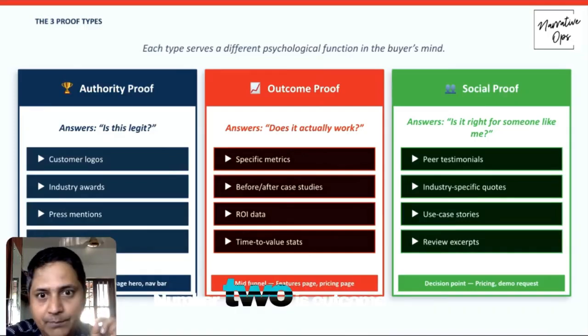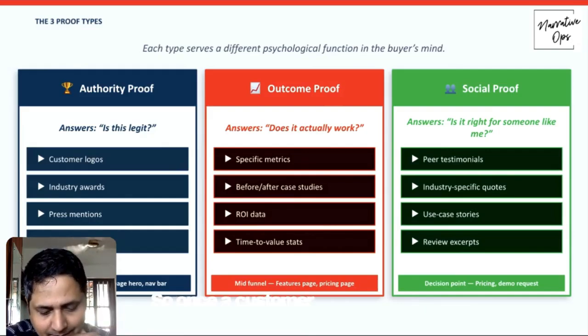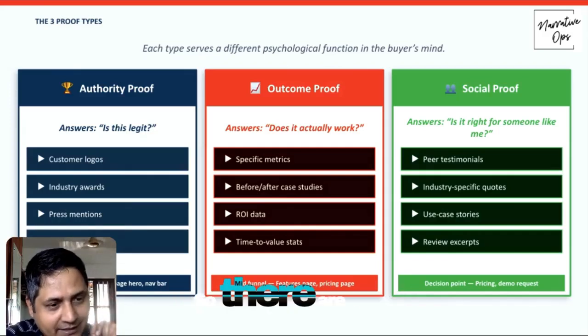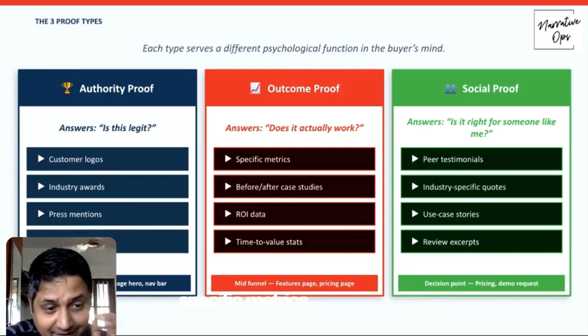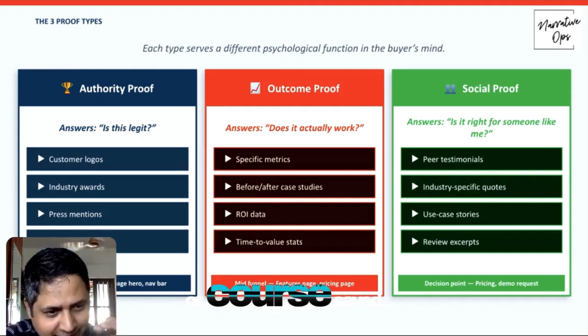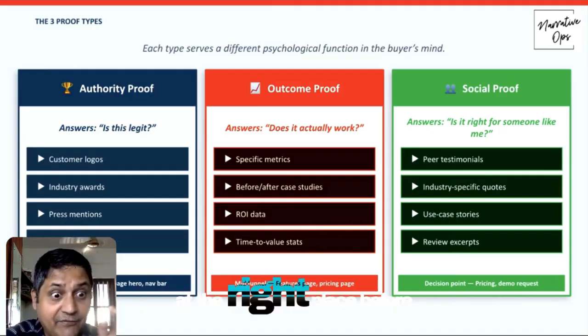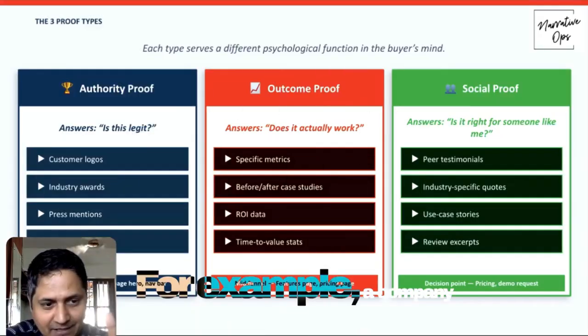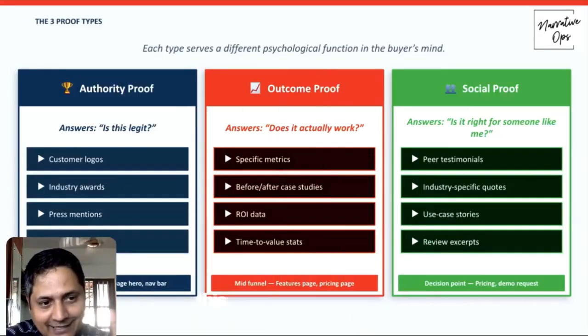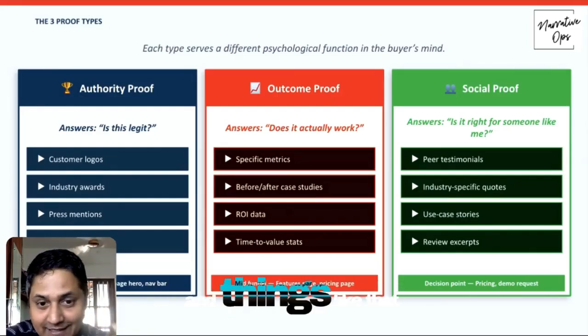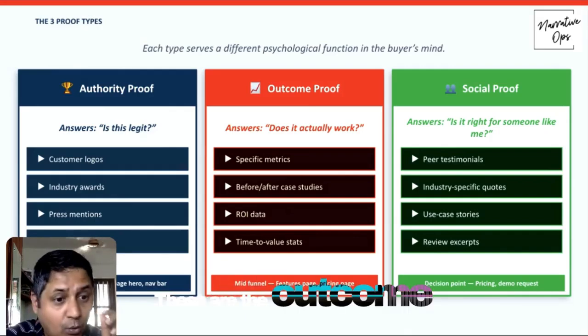Number two is outcome proof. Once a visitor is convinced that this tool is legit, the second question that comes to mind is: will this address my challenge? Does it actually work? There are types of proof like specific metrics, for example time saved or cost saved. Specific metrics should be placed at the right place, along with before-and-after case studies. For example, a company was struggling with this, they used our tool, and this is the result they got. Then there is ROI data, like ROI calculators, and time-to-value stats. These are the outcome proof you can place.